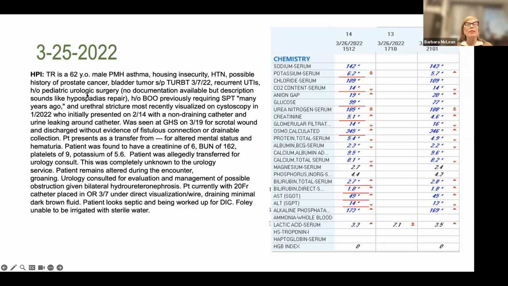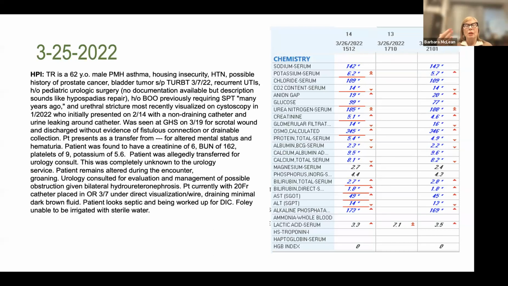Now we get a few more things in his information. Okay, so, right, we know that he's got this urethral stricture. He's seen at Grady 319 because he had a scrotal wound, discharged without any problem. And he transfers from this other facility with his altered mental status. And here's his creatinine, BUN, platelets, and potassium. Of course, that's very concerning.